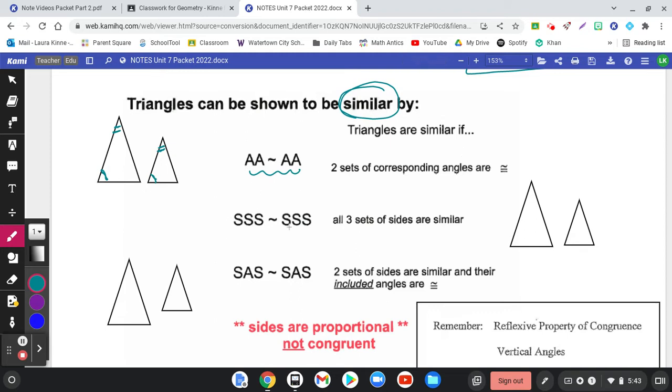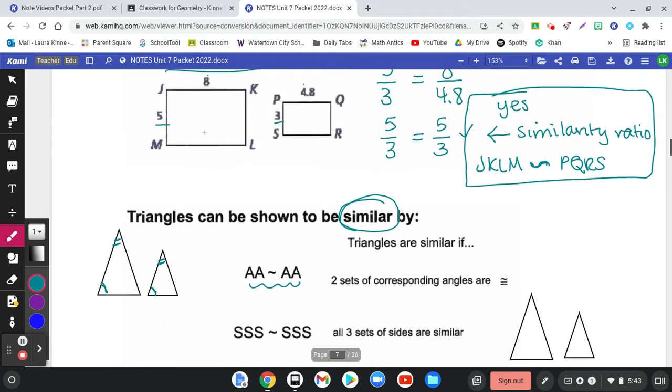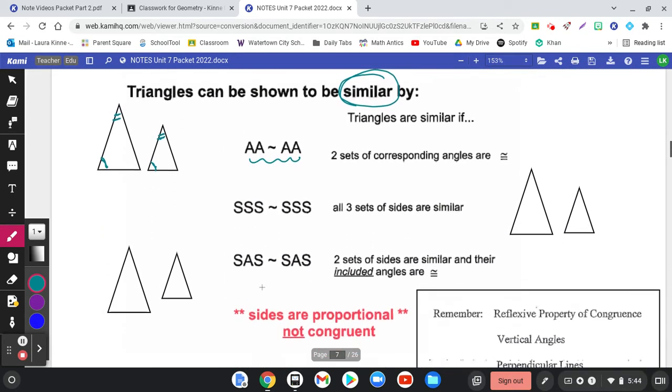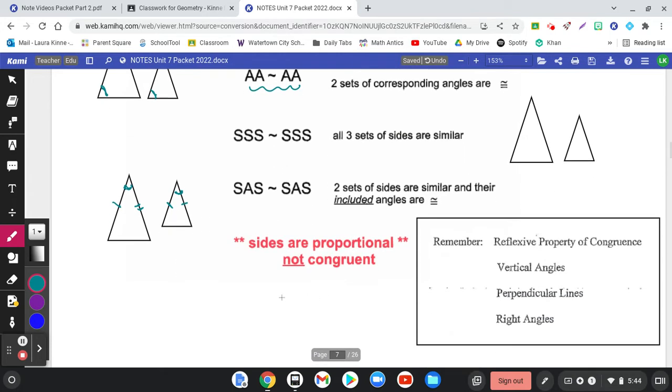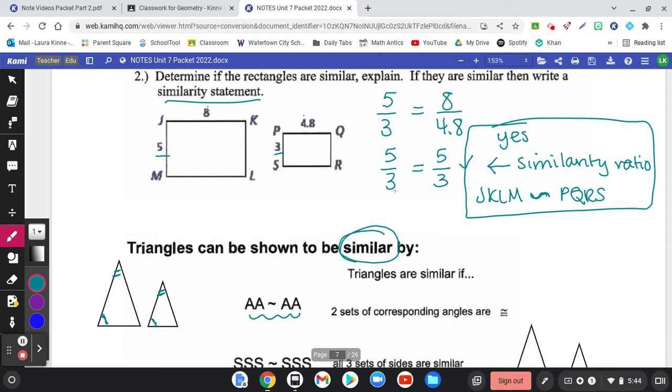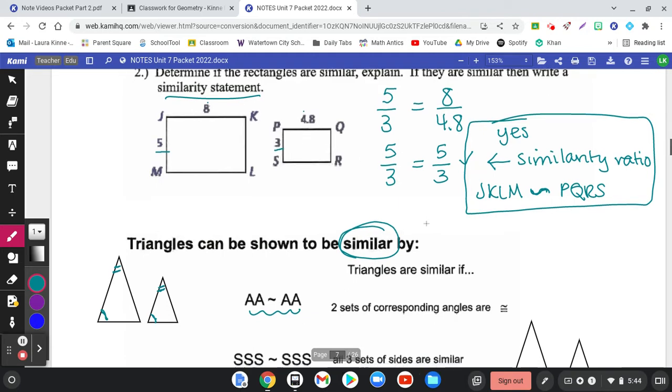The second way is to show all three sides are similar. And by similar, it doesn't necessarily mean they're the same size. They simplify to give you the same ratio. All right, so side, side, side, or side, angle, side, where two of the sides give you the same ratio and the angle in between them, or the included angle, is the same. Couple things to remember. Sides are proportional, not congruent, like I just said up here. These are clearly not the same size, but they are similar because they're all simplified to the same ratio.